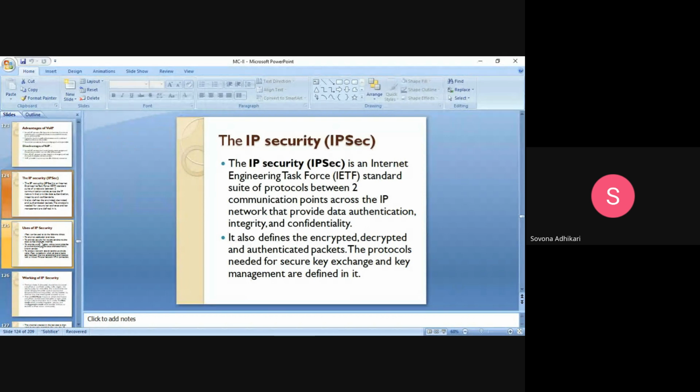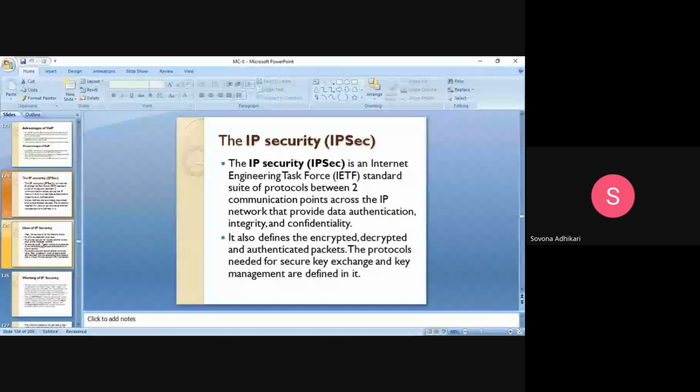Similarly, it is decrypted on the other side. If we encrypted on the source side, it should be decrypted on the corresponding other side. And an authenticated packet, as I said, is authenticated. It should be checked whether the data is authenticated or not. That is, whether the user who is sending data or the person using the data is authenticated or not. Some user ID and password must be there, or any other technique to check authentication.